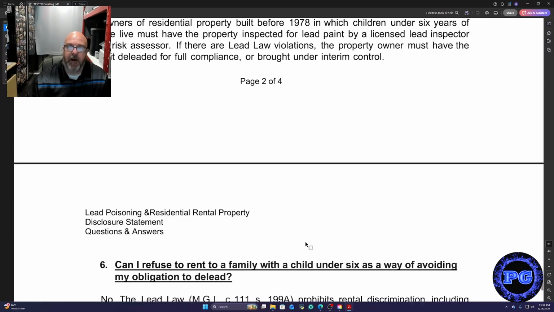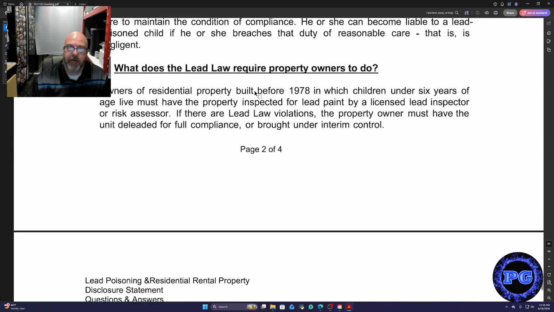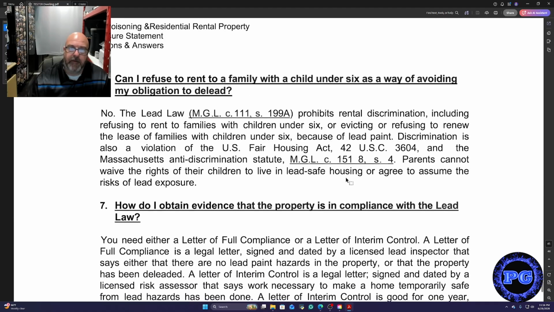So what does the law require property owners to do? Since we're on here, let's read this together. Owners of residential property built before 1978 in which children under 6 years of age live must have the property inspected for lead paint by a licensed lead inspector or risk assessor. If there are lead law violations, the property owner must have the unit de-leaded for full compliance or brought under interim control. So there you go.